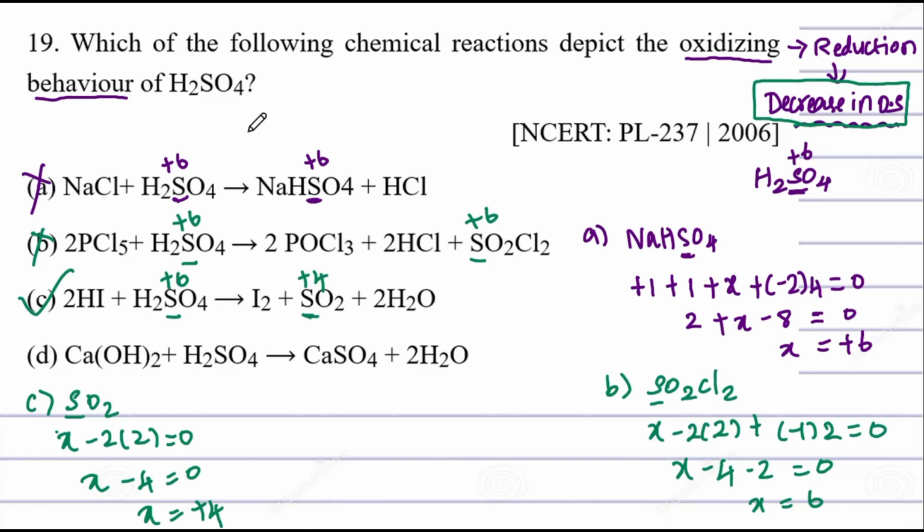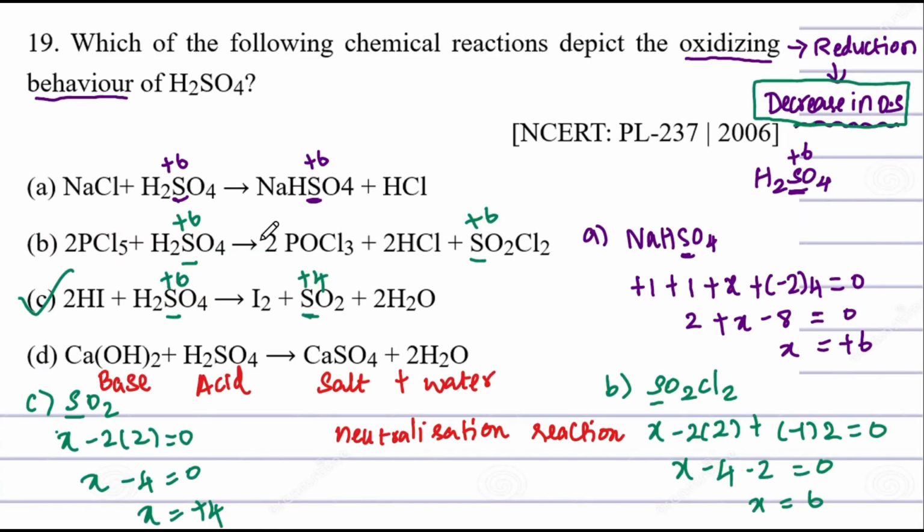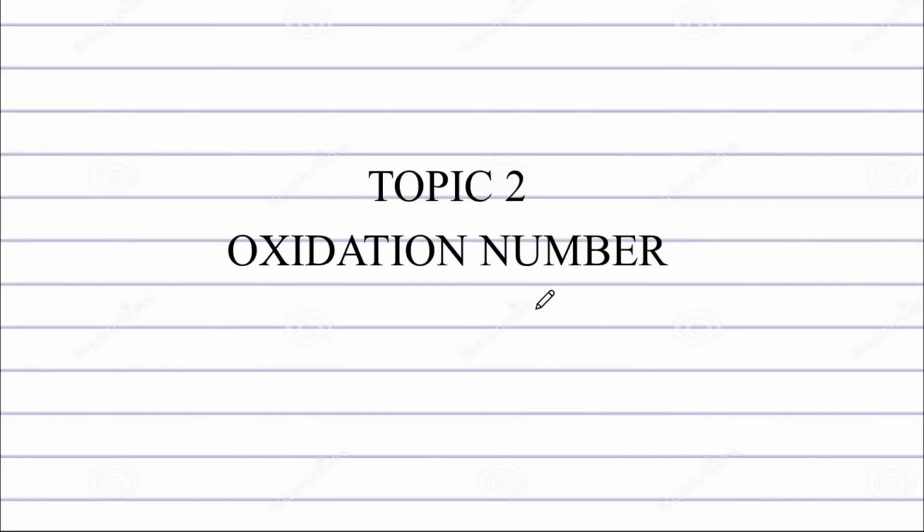Let us see the last option also. In the last option, it is Ca(OH)2. A base is reacting with H2SO4 acid. So the product is CaSO4, a salt, and H2O, water is formed. So it is obviously a neutralization reaction. So it is not a redox reaction itself. So the correct option is option C. In option C only, sulfur acts as an oxidizing agent. Now let us go to the next topic, oxidation number.